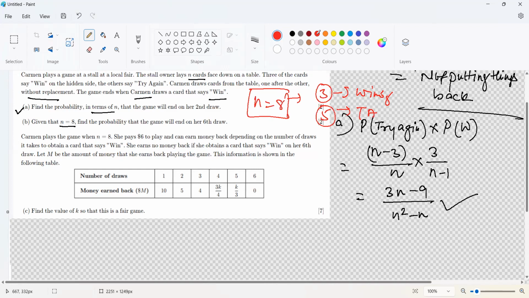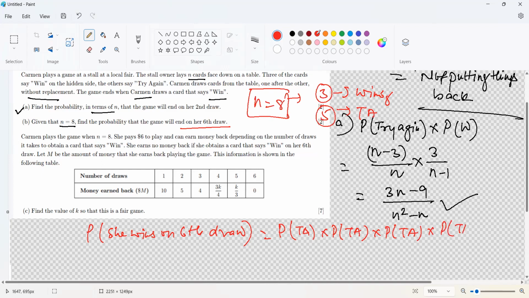Find the probability that the game will end on her sixth draw, that she wins on the sixth draw. It means the first 5 draws she loses, isn't it? So the first will be try again, the second try again, the third try again, the fourth try again, the fifth try again, and the sixth will be win.